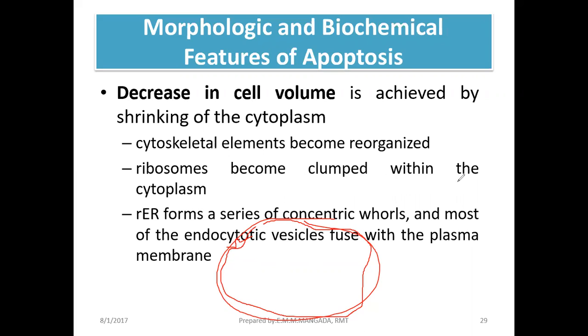Okay, ribosomes become clamped within the cytoplasm. Your rough endoplasmic reticulum forms a series of concentric whorls. Most of the endocytotic vesicles fuse with the plasma membrane. So mga endocytotic vesicle daw, they fuse with the plasma membrane and form bodies that we call your apoptotic bodies. You will know more of the formation of your endocytotic vesicles, guys, pagdating po natin doon sa cell cytoplasm natin.